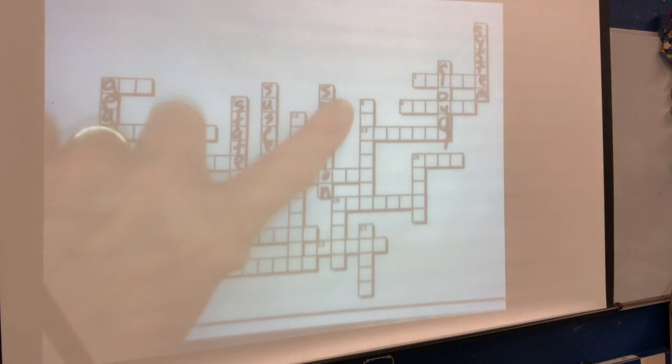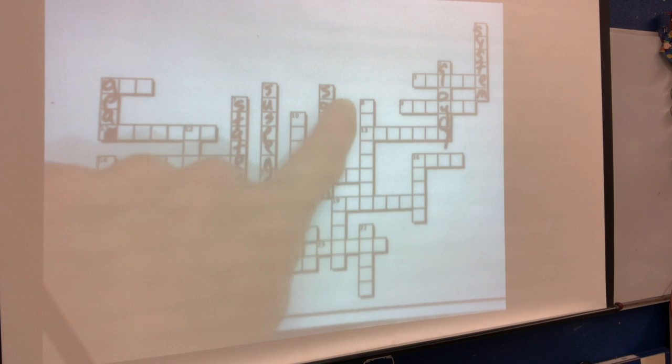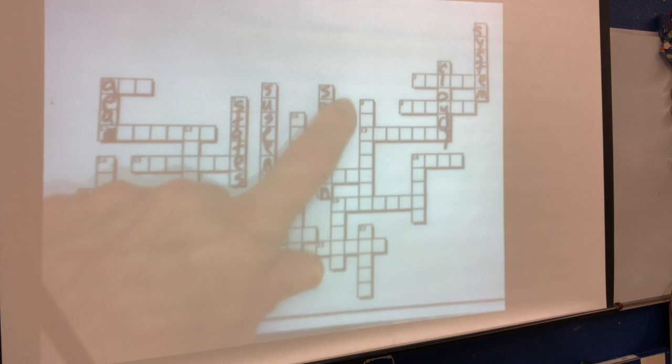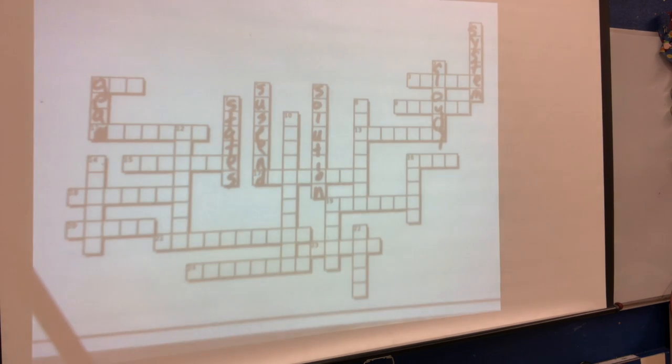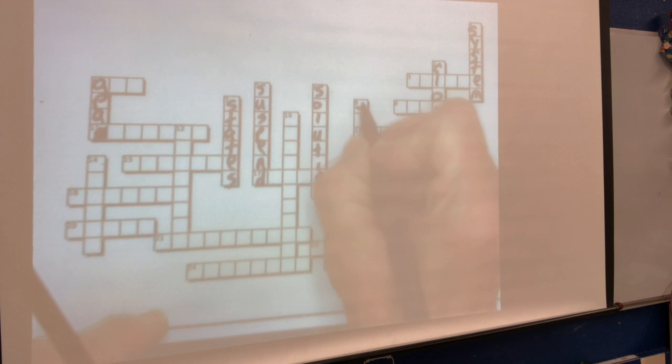Number eight down. Here it is. Number eight down. A person who designs ways to accomplish a goal or solve a problem. I think we did something where we talked about this, people who solve problems. It's a special kind of professional. Not a scientist. Scientists ask questions. This is an engineer.